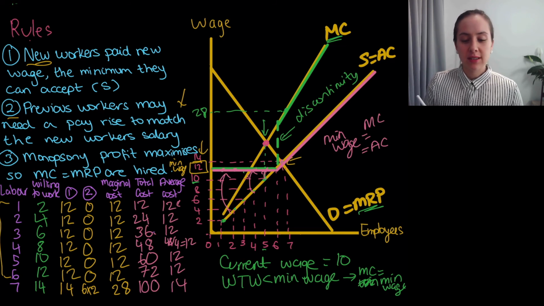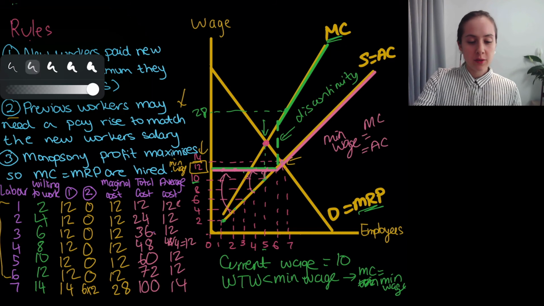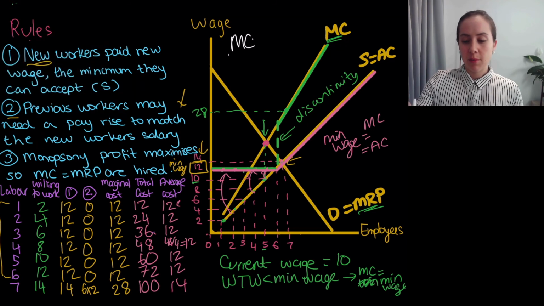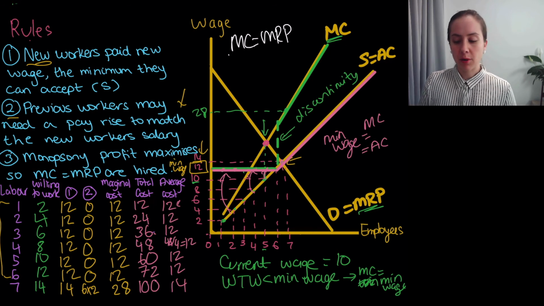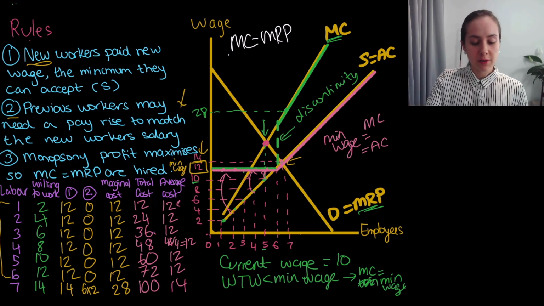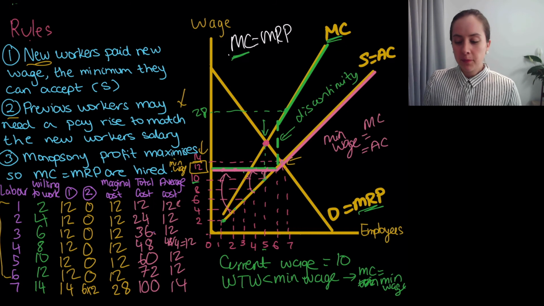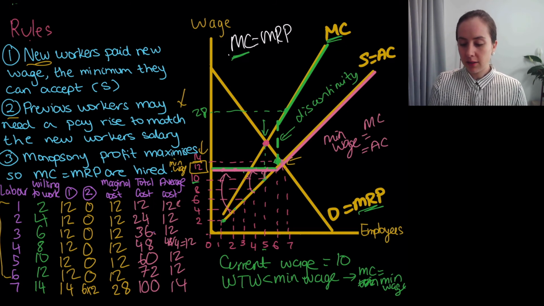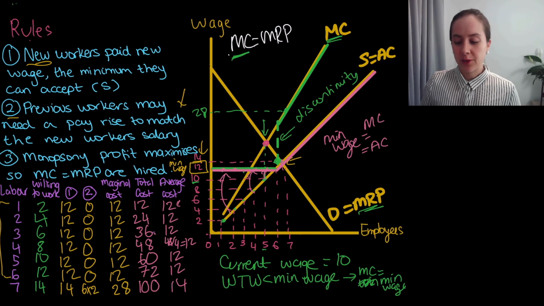This is really interesting. This varies depending on how high the minimum wage is. The monopsony is still profit maximizing. So to work out how many people they employ, set MC equal to MRP. The MC is now the green one, so maybe I should put this in green. And the MC equals the MRP around there. So that's how many people will be employed.